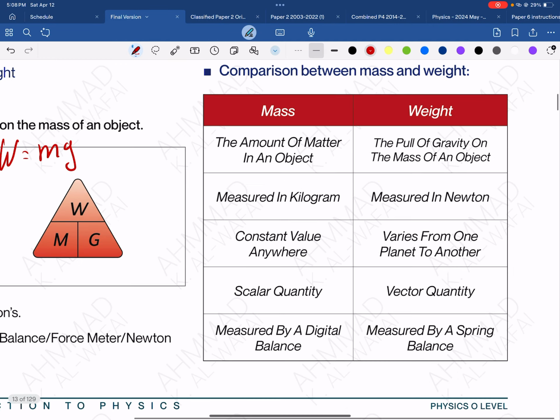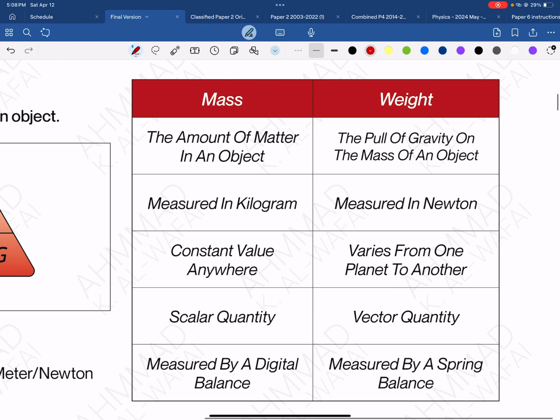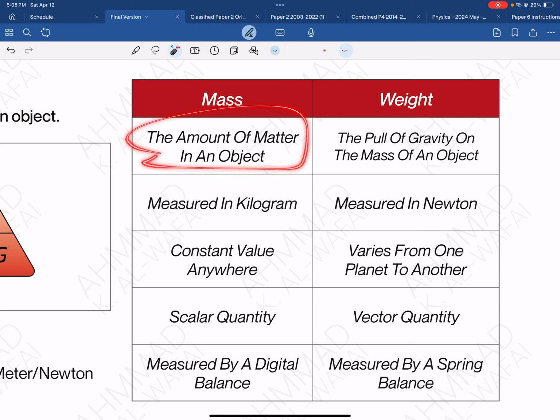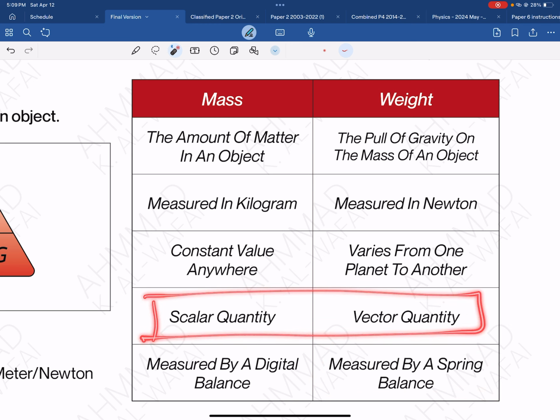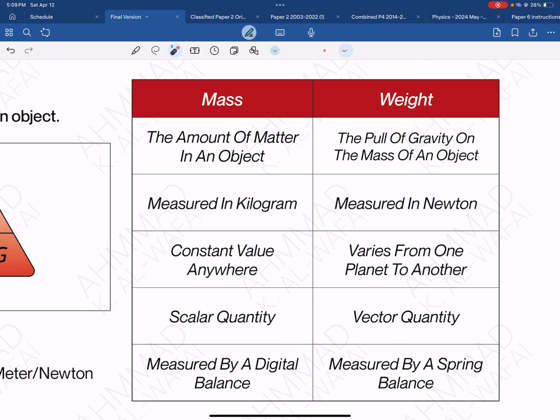Now to sum this up, basically mass is the amount of matter, the weight is the pull of gravity. Mass is measured in kilograms, weight in newtons. Mass is constant, weight varies depending on the planet. Mass is measured by a digital balance, electronic balance, as we said. Weight is measured by a spring balance, Newton meter, force meter, all of these could be said. And we're going to talk about what is a scalar and vector quantity later on.